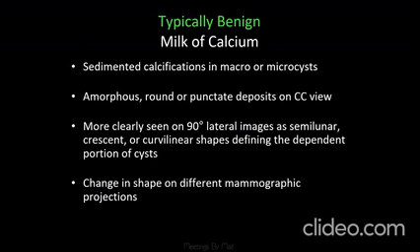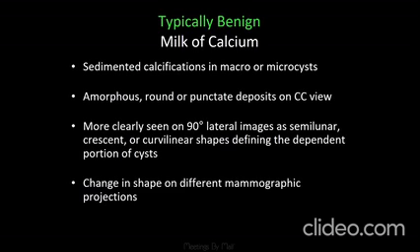Next is milk of calcium. So this is, of course, sedimented calcifications that's in either macro or more typically teeny tiny little microcysts. They're amorphous, round, or punctate on CC views. It just depends. They're sitting basically in the bottom of the little acini cups. They're more clearly seen on the 90-degree lateral because that's what allows them to settle out into the little semi-lunar shapes or crescents as they settle toward the dependent part of the microcyst.